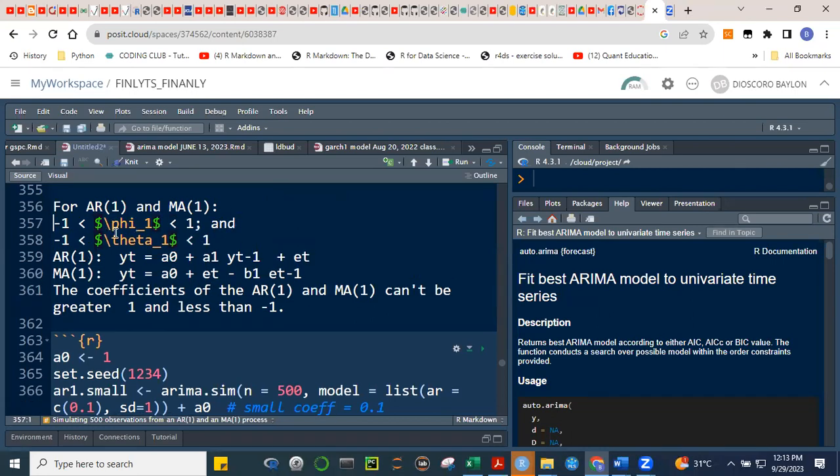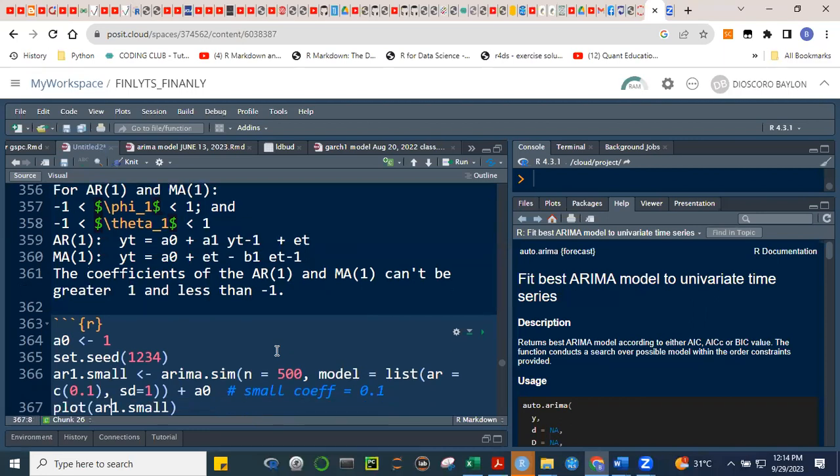All right. So you can see here, for an AR1 process, whatever the value of your phi1, the coefficient of your lag 1, it should not be greater than 1, nor less than -1. So the absolute value should be less than 1. Also for your theta, the absolute value should be less than 1. The coefficients cannot be greater than 1. And there's a reason for that as we go on. The coefficients of the AR1 and the MA1 can't be greater than 1 or less than -1.